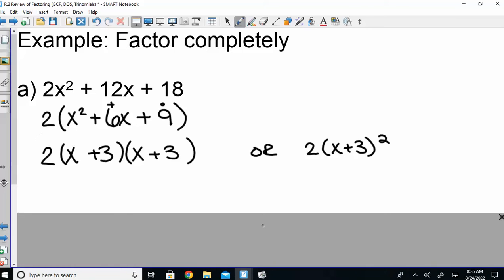We don't have to solve them since there's no equal sign. We will eventually. We just don't have to do that yet.